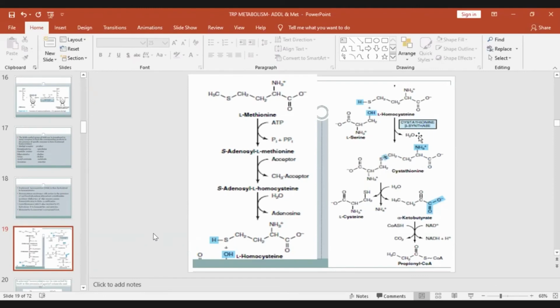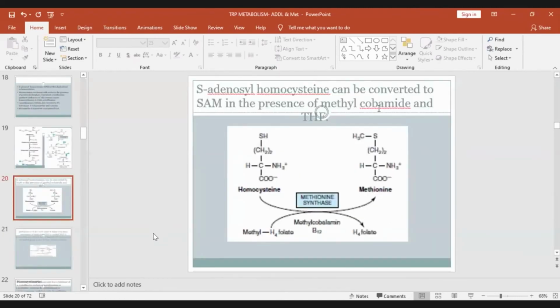So both these enzymes require pyridoxal phosphate, and that's why even if it is formed, the next one cannot be formed. So homocysteine can also be converted back to methionine in the presence of methylcobalamin. So that's what you should see here. Methyl tetrahydrofolate donates the methyl group to cobalamin to form methylcobalamin, and this methyl group is then transferred to homocysteine to form methionine, and then tetrahydrofolate is formed.